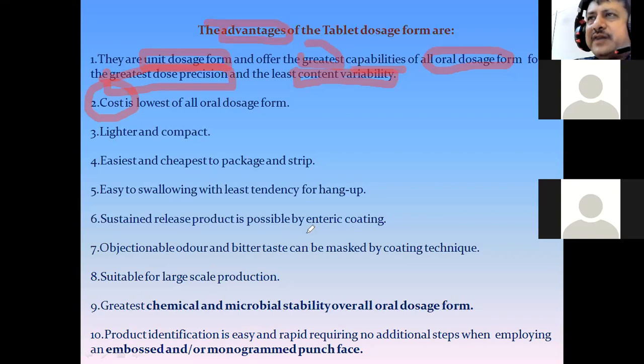So these are the certified plants due to which we can get medicines at a cheaper rate, as well as those are going to have a good quality. Then tablet as a dosage form, it is lighter and compact. Now let me take an example.